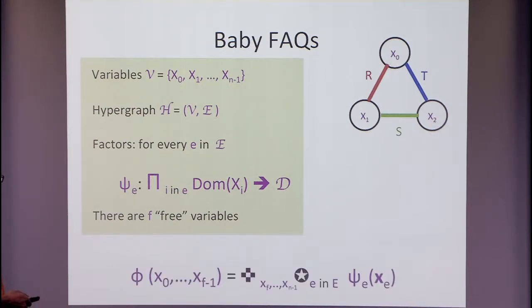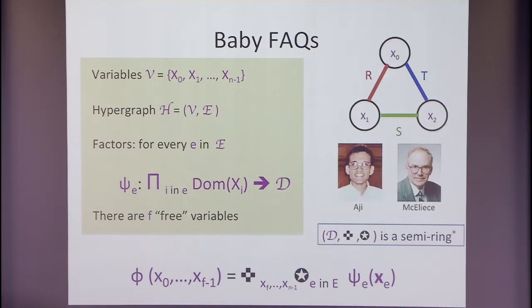What you want to compute is essentially the sum of product. So you sum up over all bound variables, so variables that are not free. And for every edge in the hypergraph, you compute the corresponding factor value and multiply these values over all factors and sum it up. The addition and multiplication operators over this range D will form a semiring.